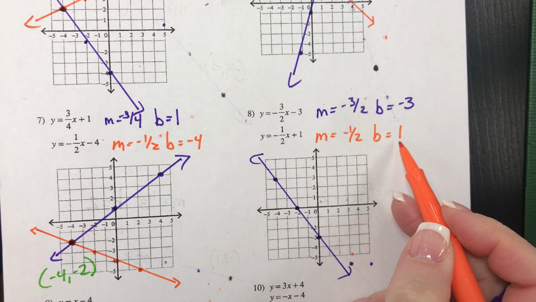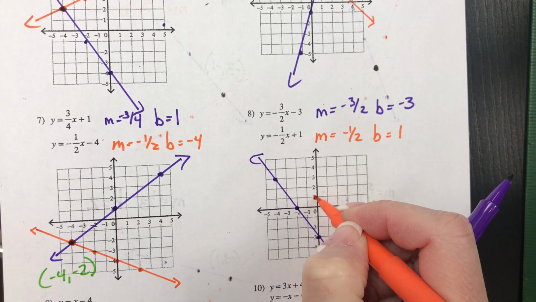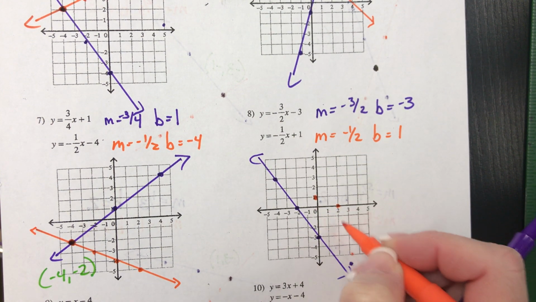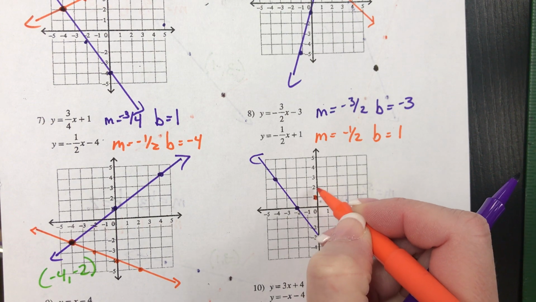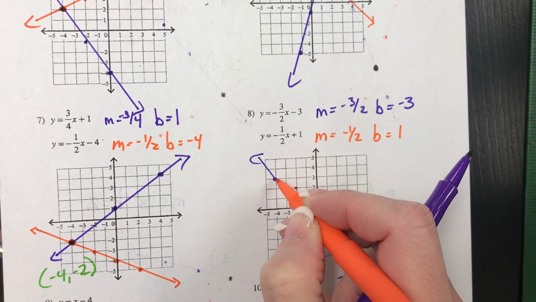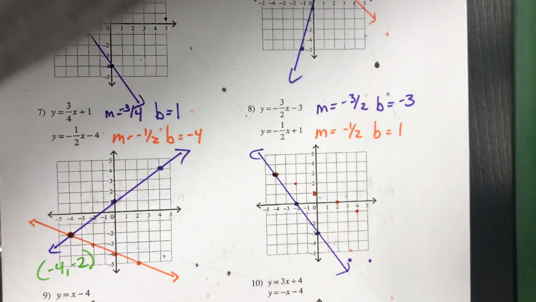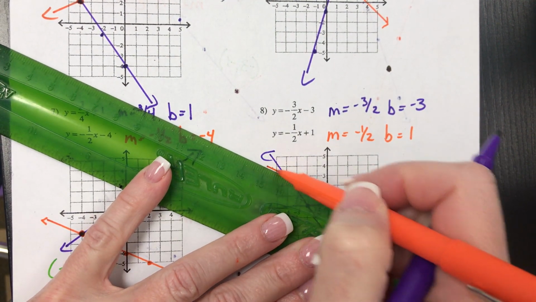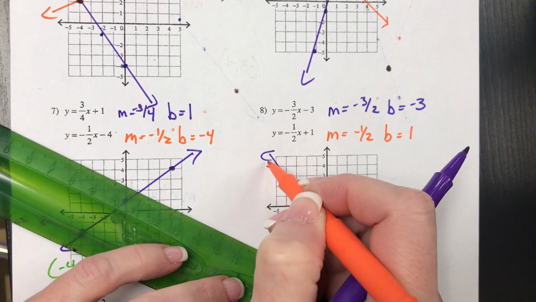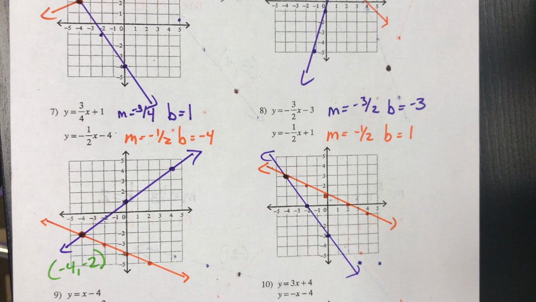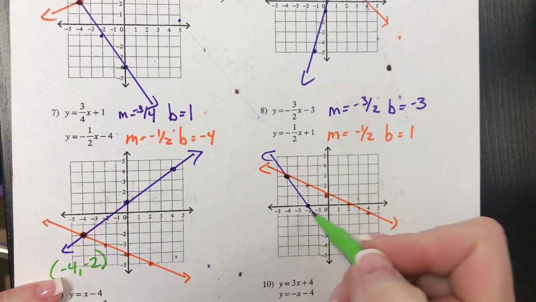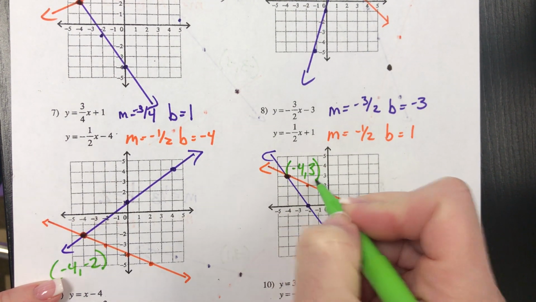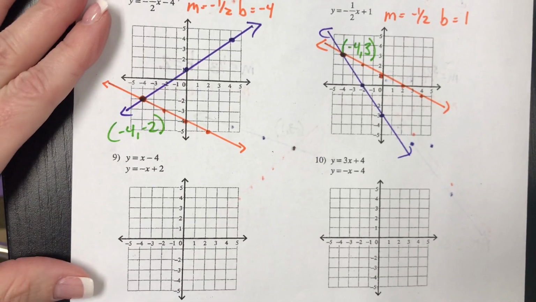Orange, B is 1, so y-intercept is 1. Slope is -1/2, so down 1 over 2. Going that direction's not helping, so I'm going to go up and to the left, up and to the left, and there it is. All right, so that ordered pair, -4 and 3.